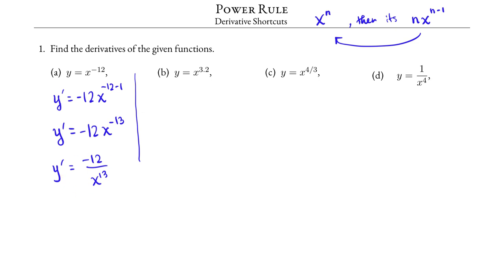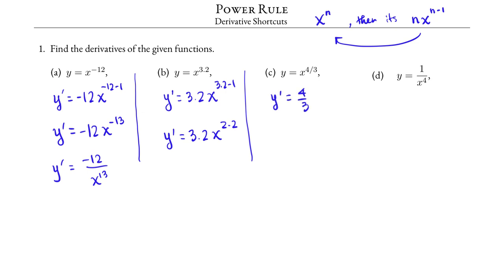For part B, x to the 3.2 is already in the power form, so y prime equals 3.2 times x to the 3.2 minus 1. Again, we lower the power by 1. Y prime is 3.2 x to the 2.2, and we are done. For part C, again, x to the 4/3 is in the power form, and so y prime equals 4/3 x to the 4/3 minus 1. 4/3 minus 1 is now 1/3.